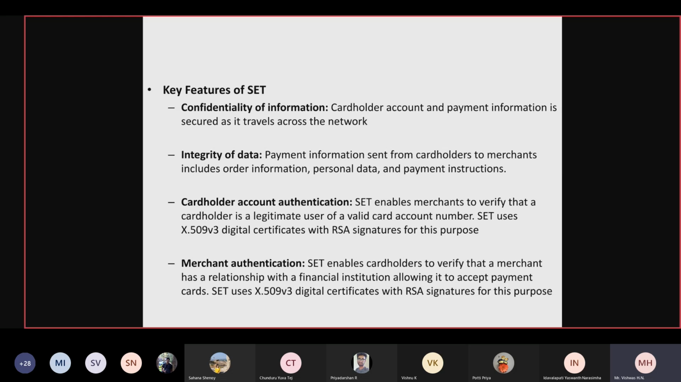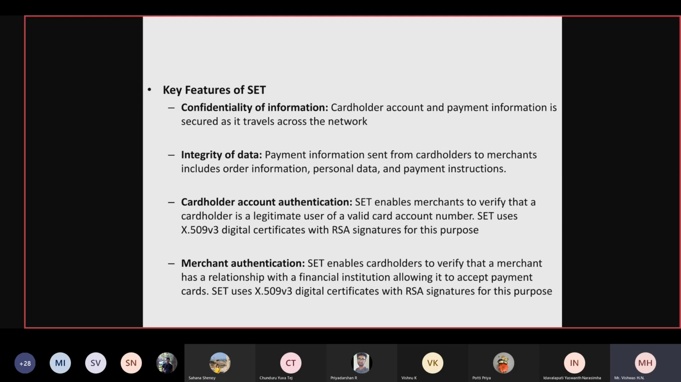So when a merchant is ready to accept your card payments, obviously the merchant should have a relationship with a financial institution. Financial institution means a bank. Okay. So again, SET uses X.509 digital certificates with RSA signature for this purpose. So basically, SET uses merchant digital certificates in merchant authentication, and SET uses cardholder digital certificates during the cardholder account authentication. Is it clear, students?